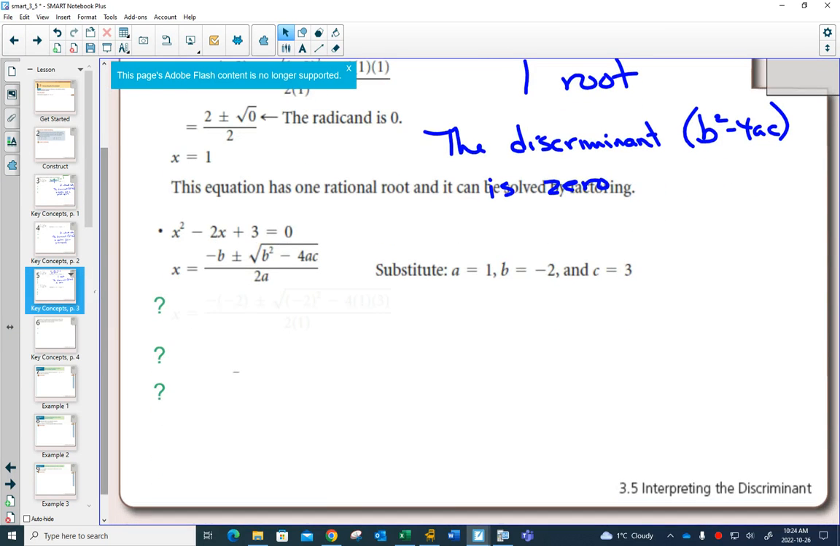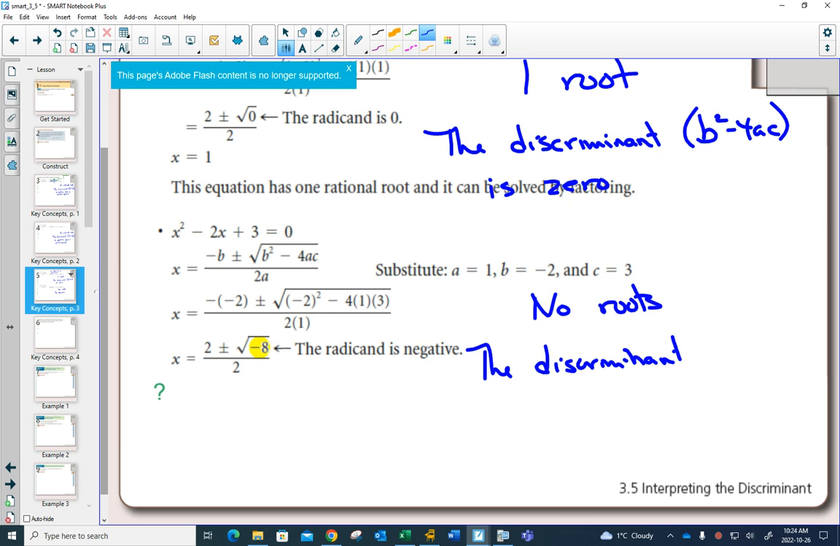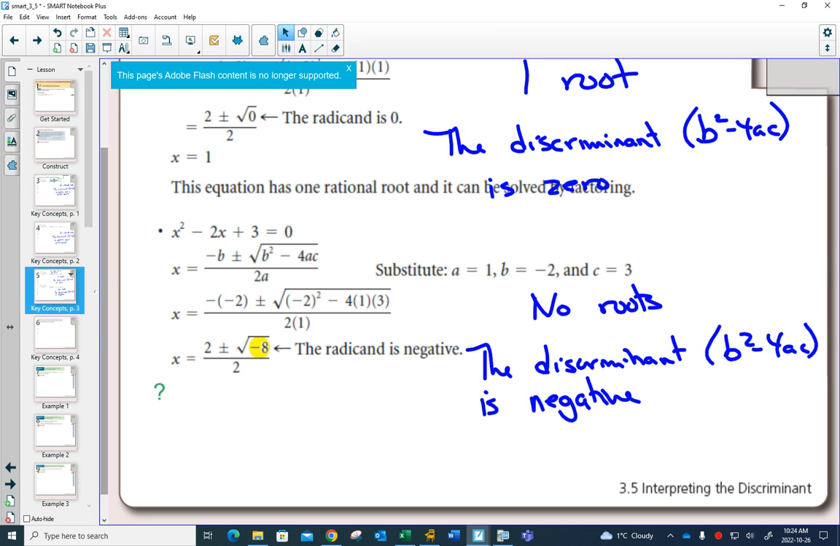And finally, everybody's favorite: you're doing your work, and inside you get a negative, so you can just stop and say there's no solutions. Again, the discriminant. Rewrite the definition. That's the b squared minus 4ac part. Is negative.